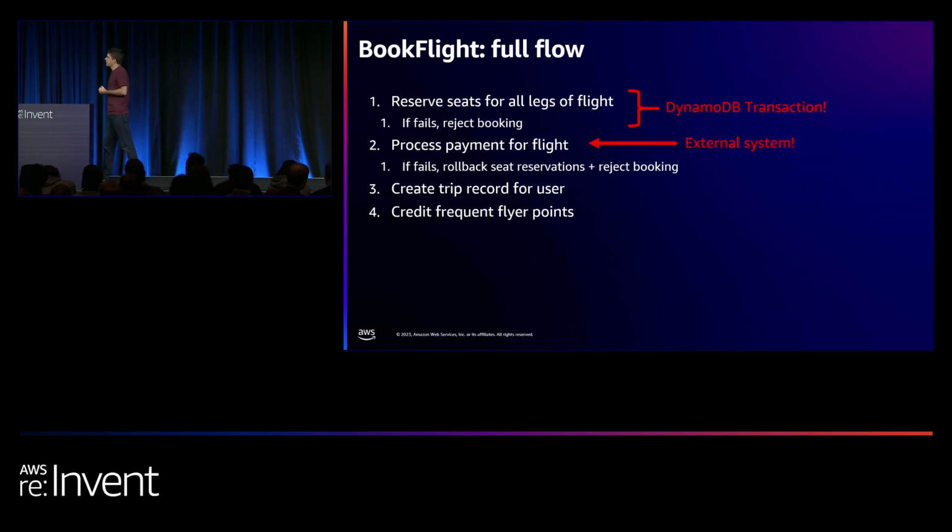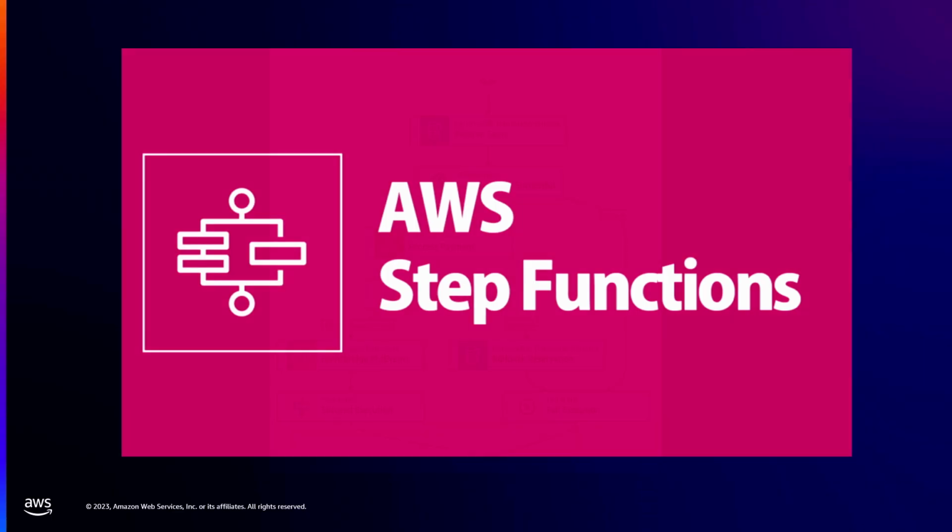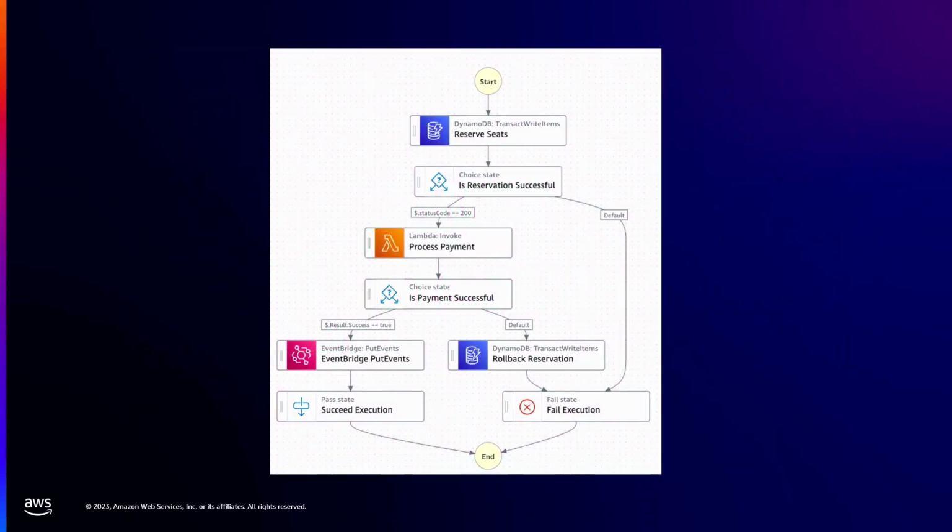Our other step involves an external system that we can't wrap in a transaction. So how do we do something like that? That's where you need to look into client-side transactions, managing that yourself, or you could use something like AWS Step Functions. Dynamo integrates really well with the rest of the AWS ecosystem, so you can use something like Step Functions to manage the rest of that transaction.